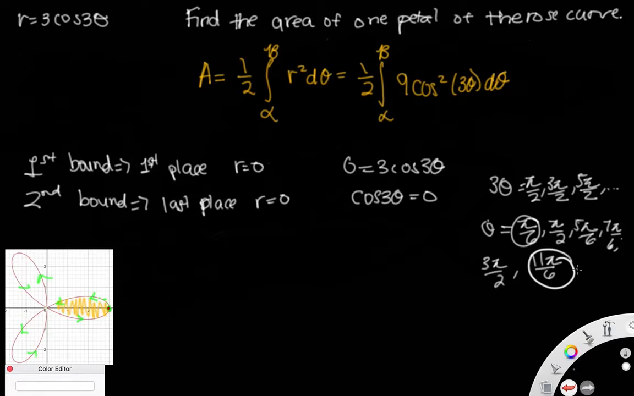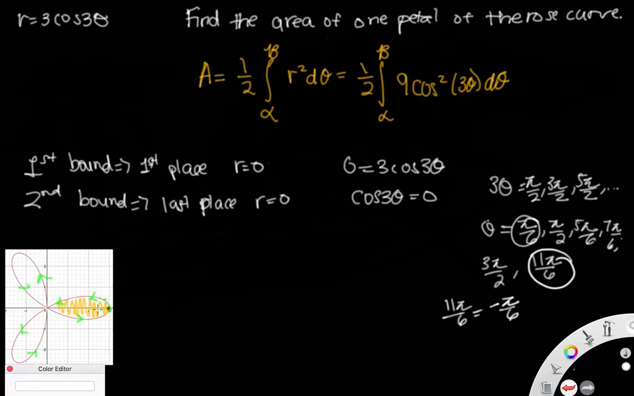So you can call 11 pi over 6 negative pi over 6. It's for the same reason that 0 is equal to 2 pi. It's because the domain is like all multiples of 2 pi. So 11 pi over 6 is equal to negative pi over 6. So if we go from negative pi over 6 to pi over 6 instead of pi over 6 to 11 pi over 6, we're only going to take the area of one petal.